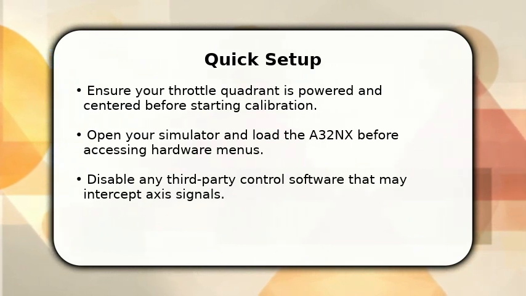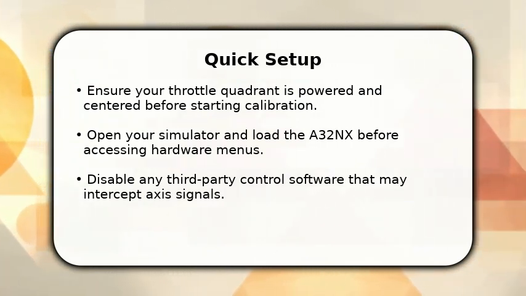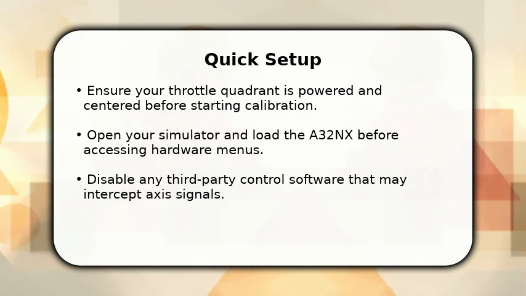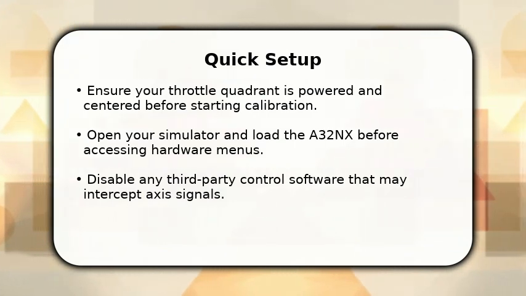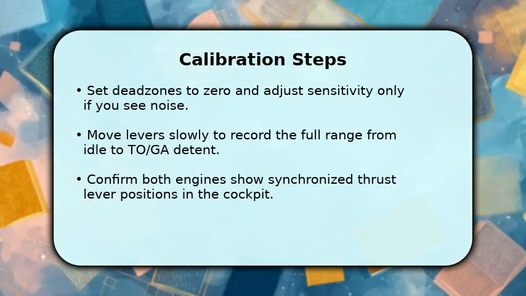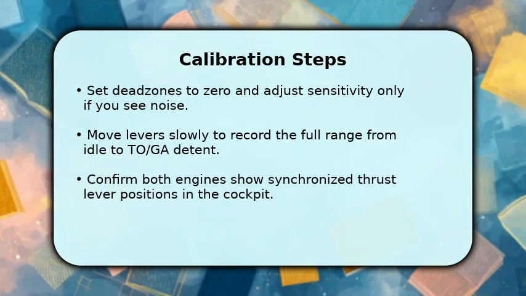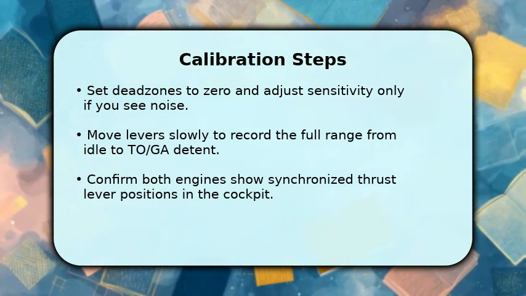Watch the live axis movement while you slowly move the physical levers to full travel so the sim records endpoints accurately and without jitter. Now perform the calibration routine step by step in a calm manner so the sim captures consistent endpoints.